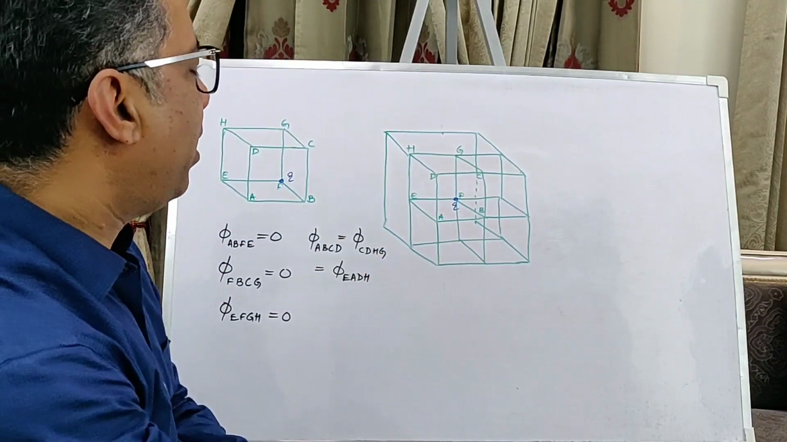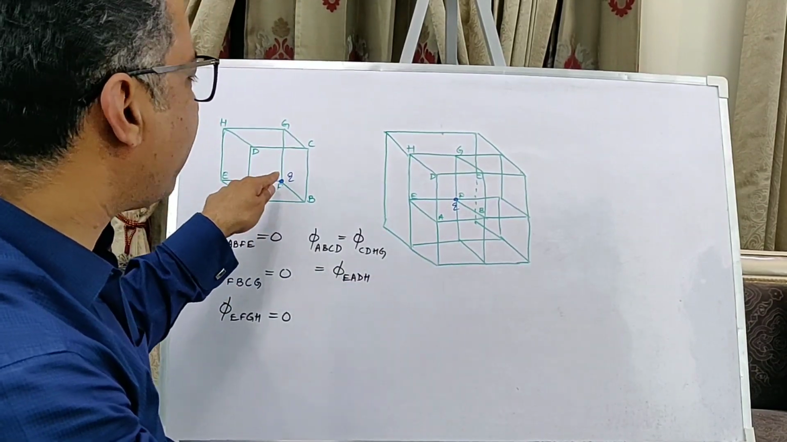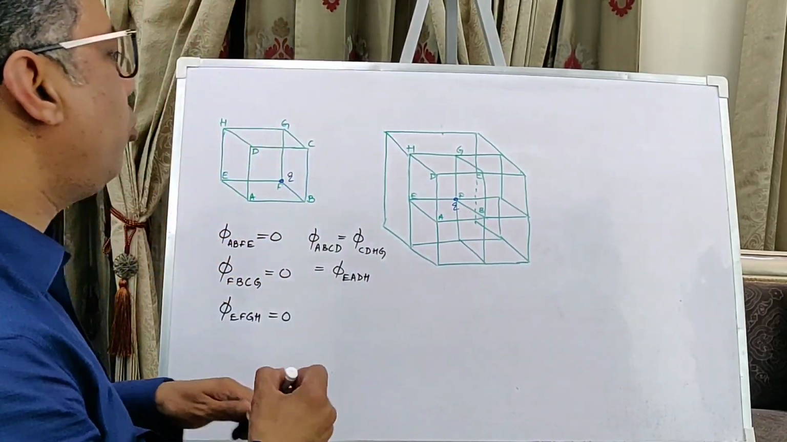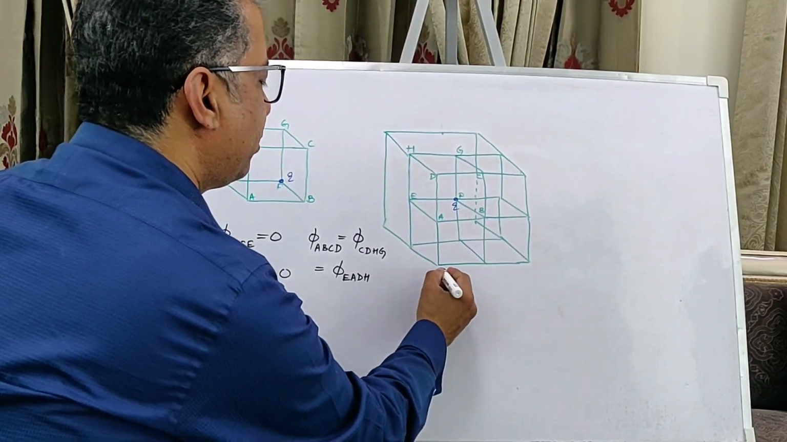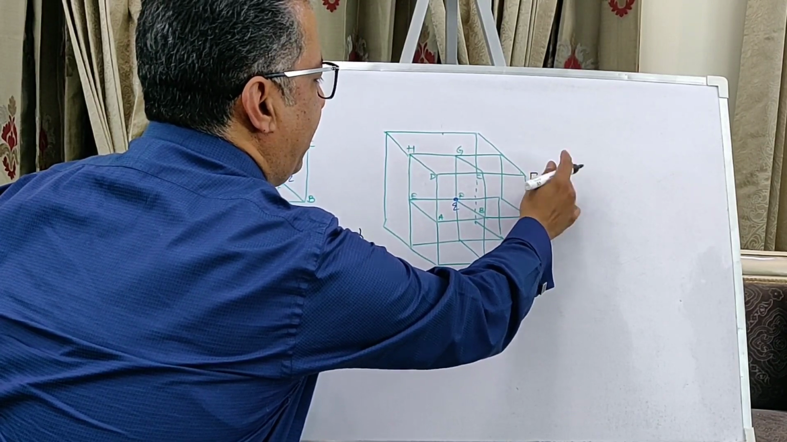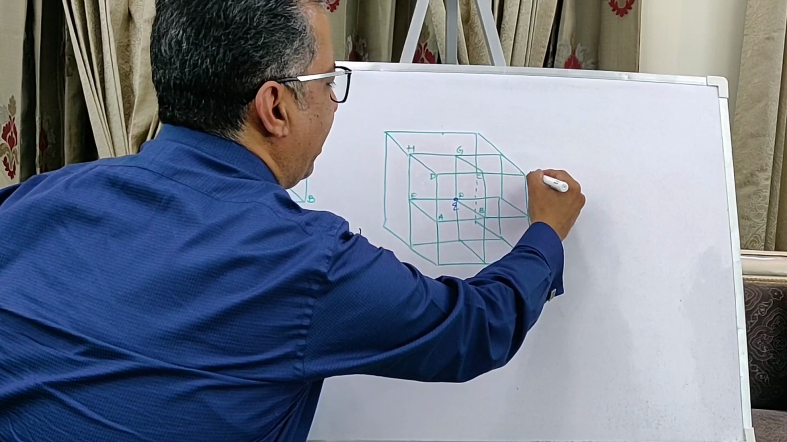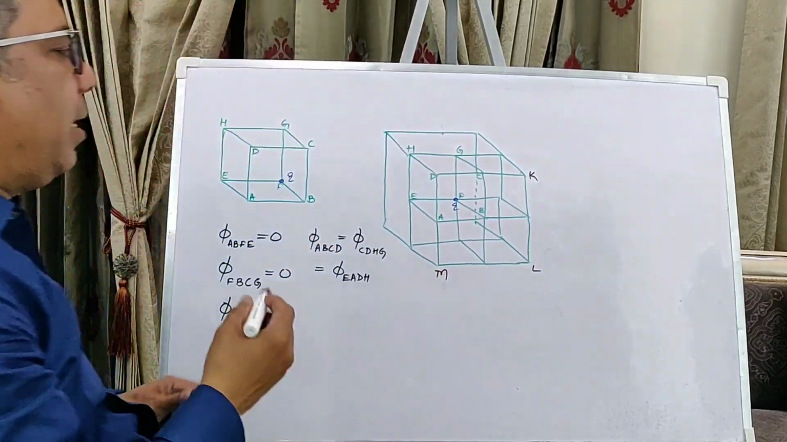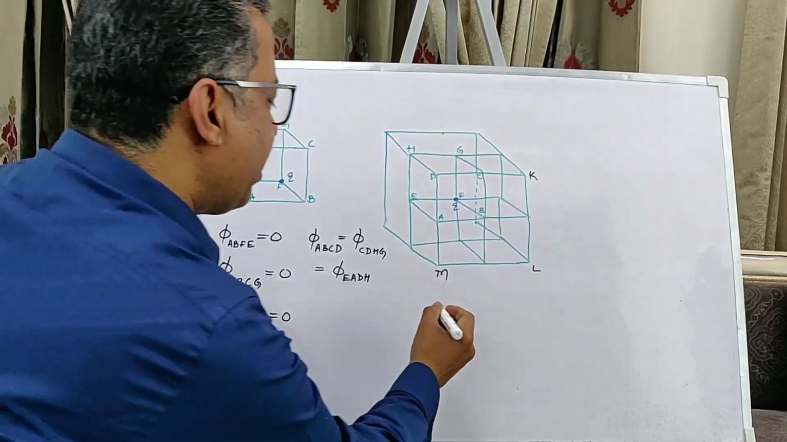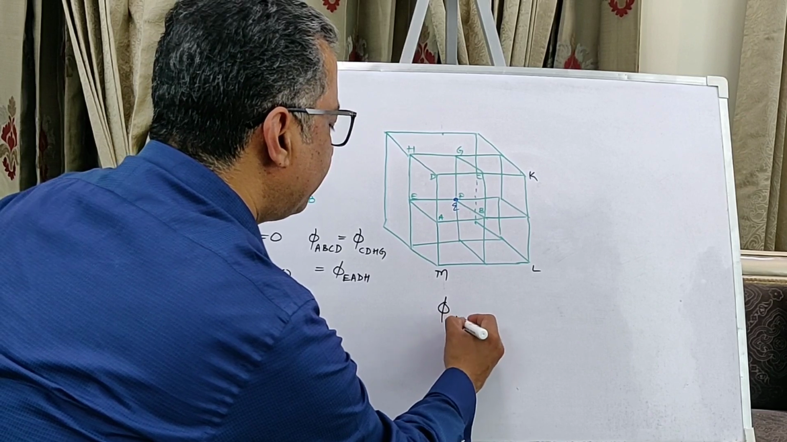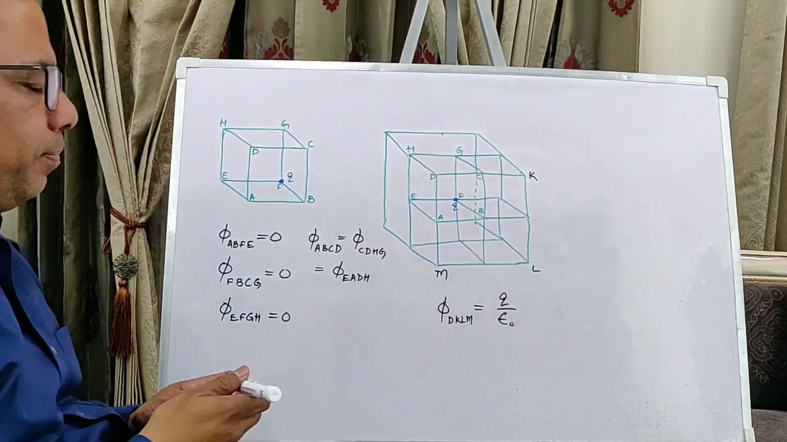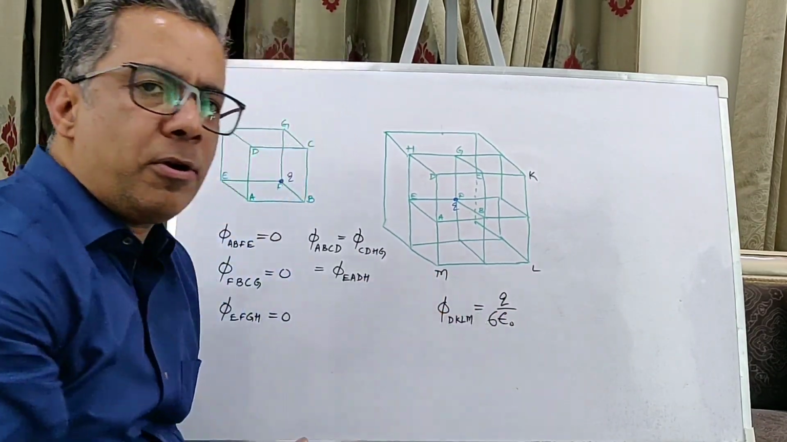The charge Q that we had at corner F is now at the geometric center of the larger cube, and for the larger cube, let's say these are points D, F, K, L, M. Now let's have a look at the surface D, K, L, M. The flux through D, K, L, M will be Q by 6 epsilon naught.